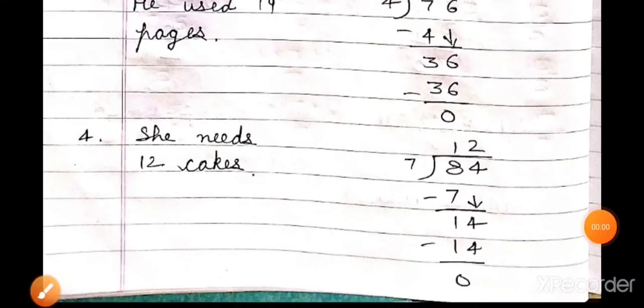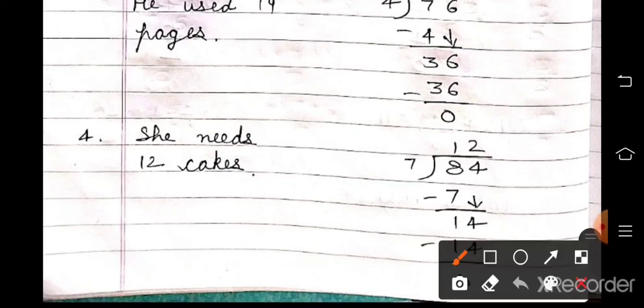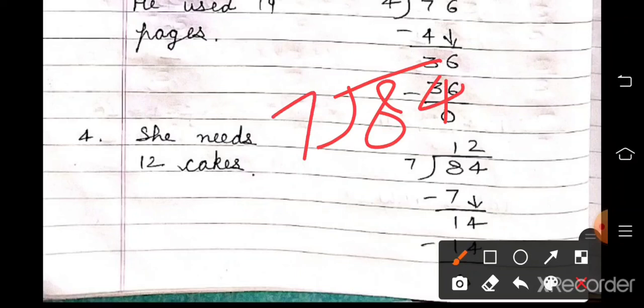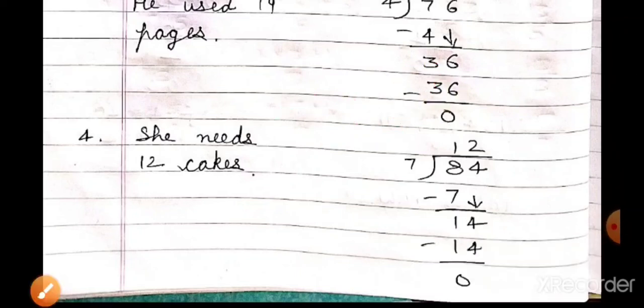Okay. Now question number 4. Mo can cut 7 pieces out of one cake. How many cakes does she need for 84 pieces? So one cake has 7 pieces. So for 84 pieces, divide 84 by 7. So 12. So she needs 12 cakes.